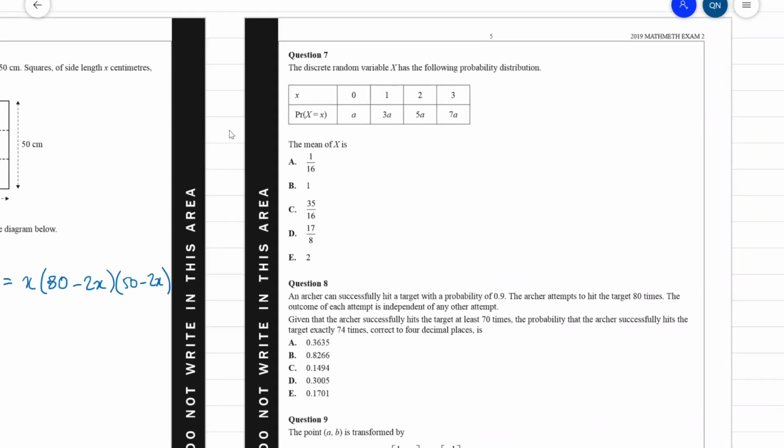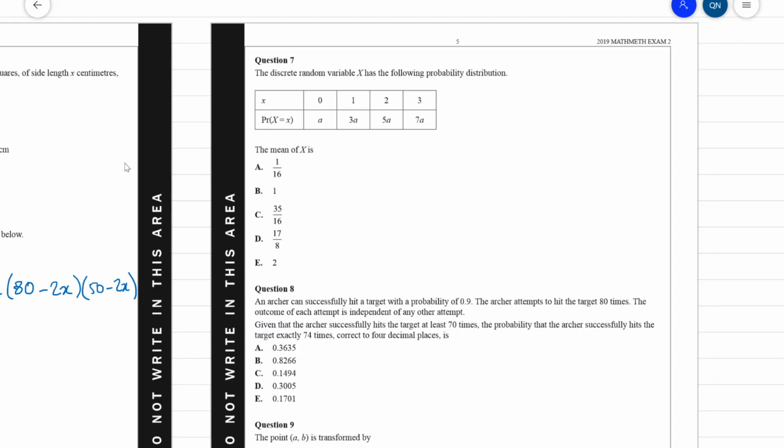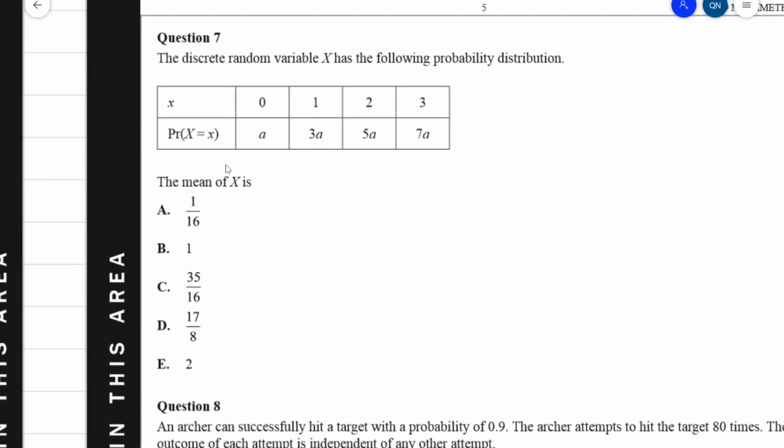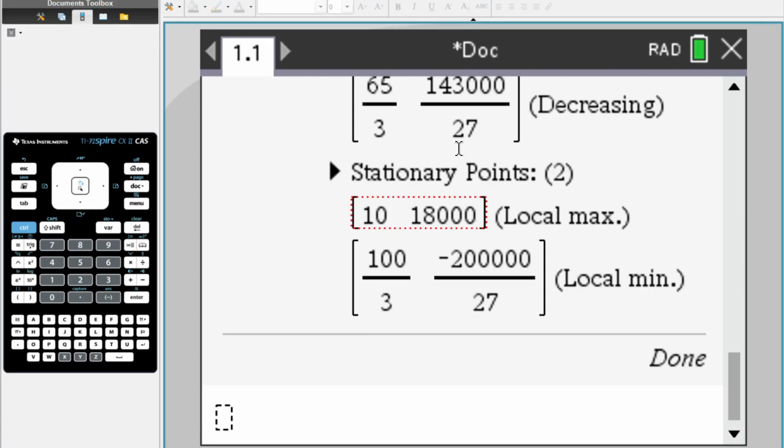Okay. Question 7, the discrete random variable x has the following distribution. The mean of x is. First of all, we have a bunch of a's over here. We can actually figure out what a is because the probabilities must sum to 1. So we need a plus 3a plus 5a plus 7a equals 1.